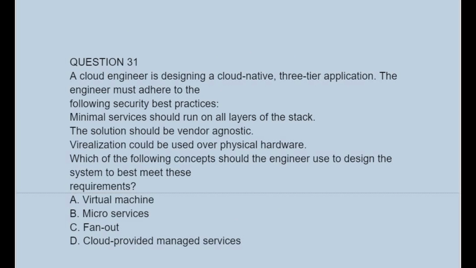Question is, a cloud engineer is designing a cloud-native three-tier application. The engineer must adhere to the following security-based practices. Minimal services should run on all layers of the stack. The solution should be vendor agnostic. Virtualization could be used over physical hardware. Which of the following concepts should the engineer use to design the system to best meet these requirements?